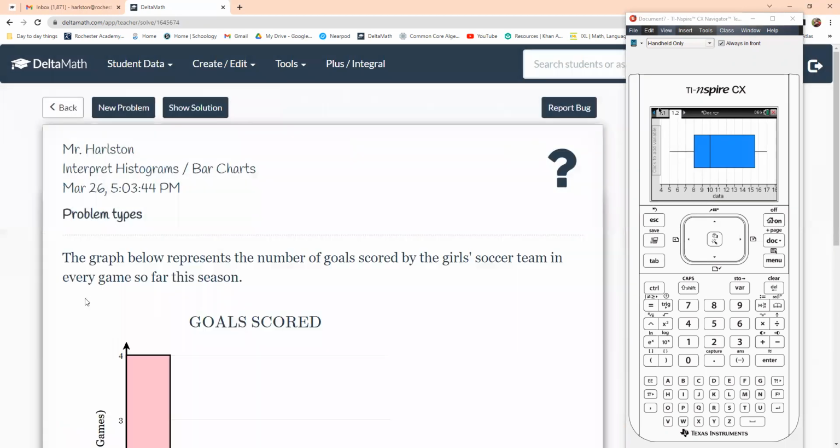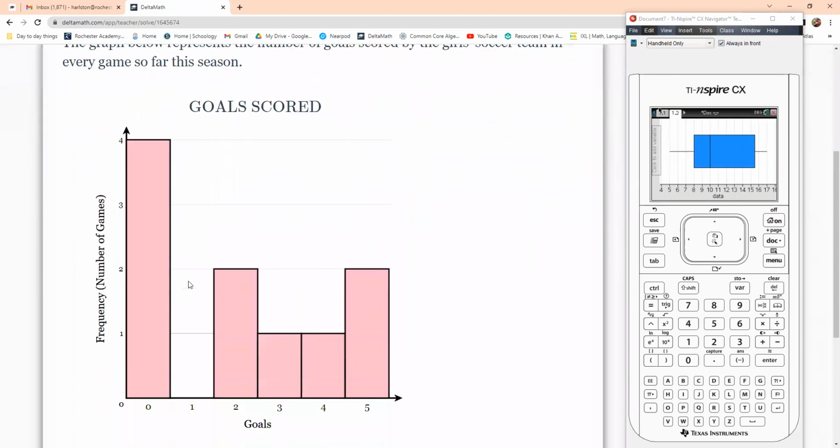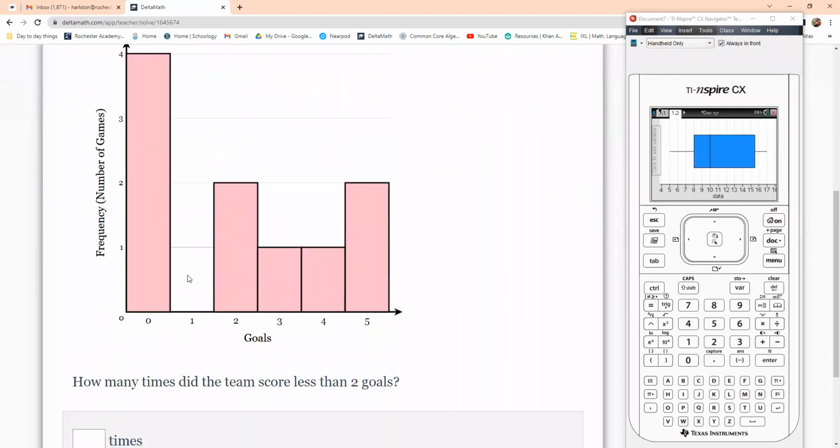Now we're going to be interpreting histograms. So let's look at this one. So we've got a bar graph or histogram here, and it says the frequency, this is the number of games, and on the x-axis is the number of goals scored.